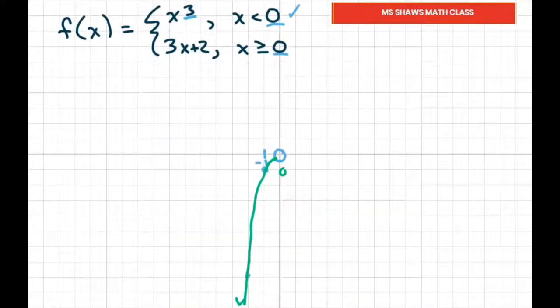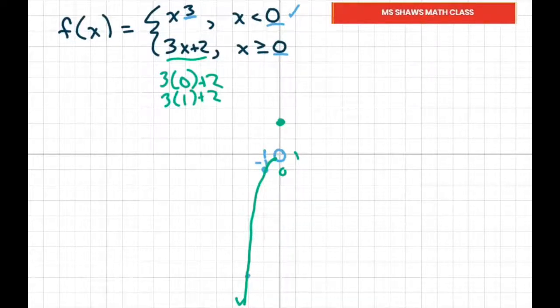Now on the right side of 0, what do we have? At 0, you plug in 0, and you get 2. That's your y-intercept. Since it's linear, we only need to plug in one more point. If you plug in 1, that maps to 5, so 3 times 1 plus 2 is 5. So that maps to 5 right here. Our slope is 3. So basically, that's just a straight line. You only need to plot 2 points for that.